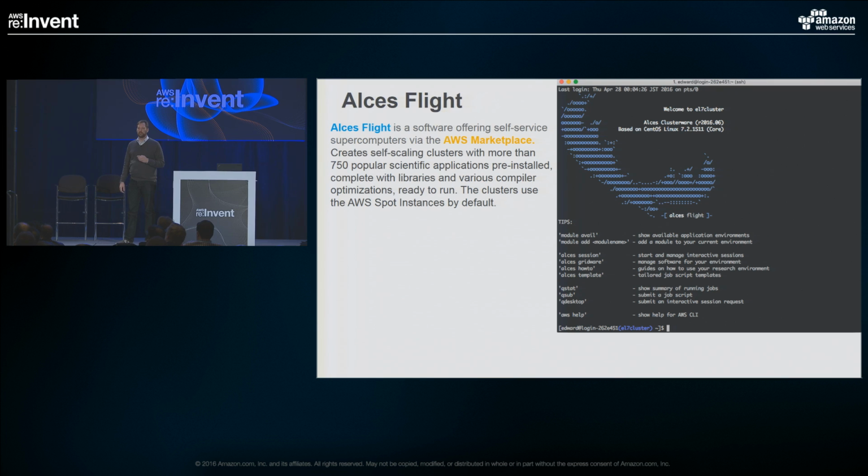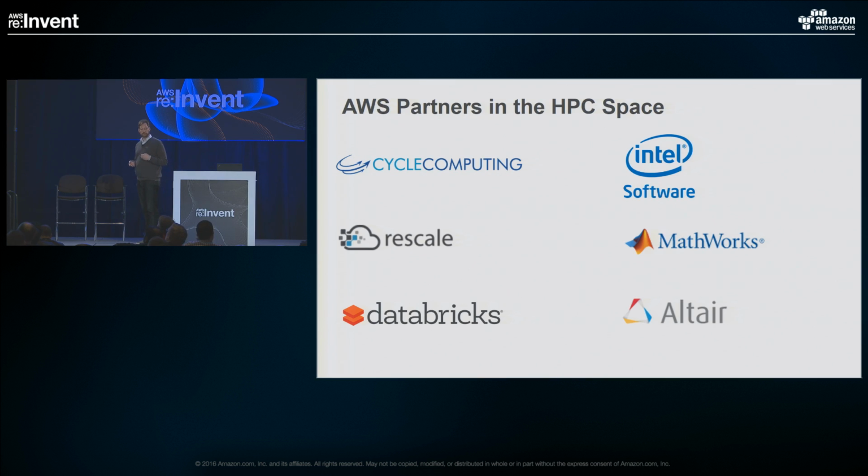Another popular product that we see a lot of customers use is Alces Flight. Alces Flight is a partner product that's available in Marketplace. You launch effectively the master node from Marketplace, and then it goes out and schedules the compute nodes. Part of why I think it's popular, one, it's offered at no cost. Alces does paid support options, but they offer this for free to use out of the Marketplace. The other side is it comes preloaded with a lot of popular scientific applications that users enjoy not having to go install themselves. So that may be an option for you as well.